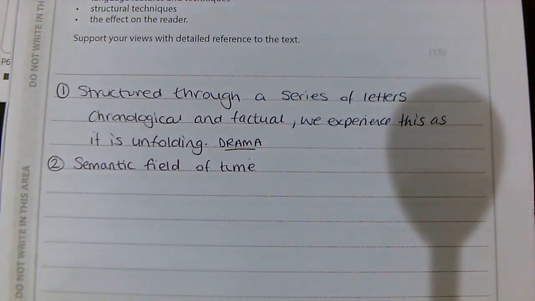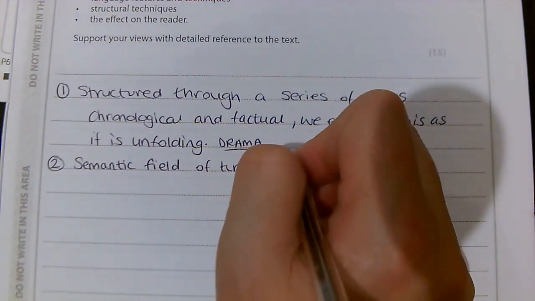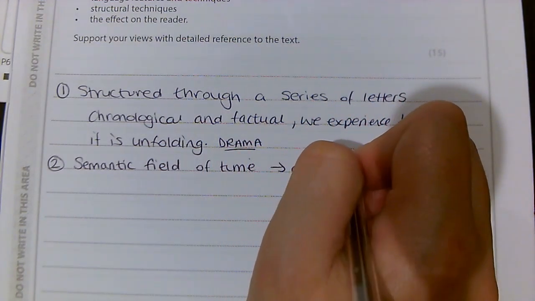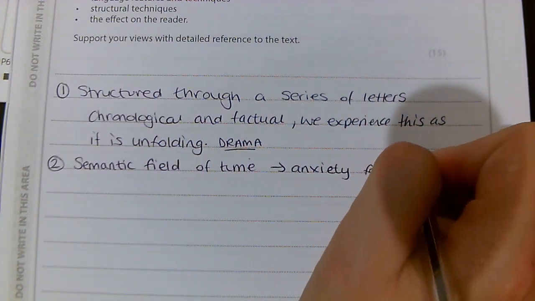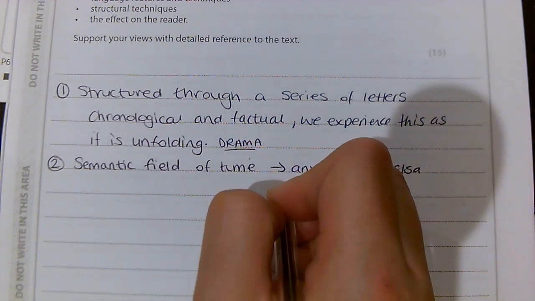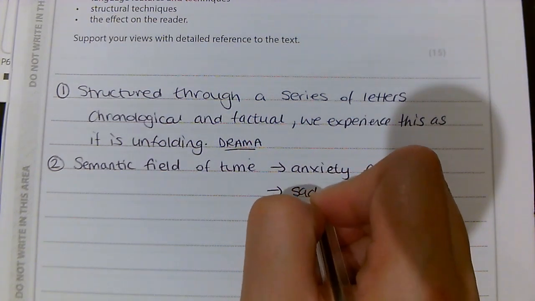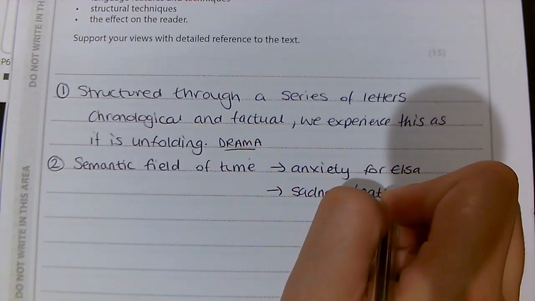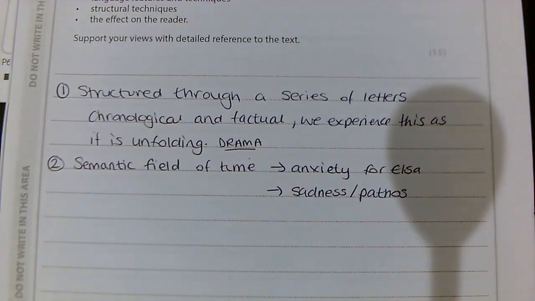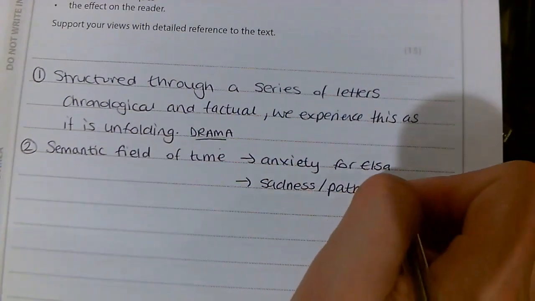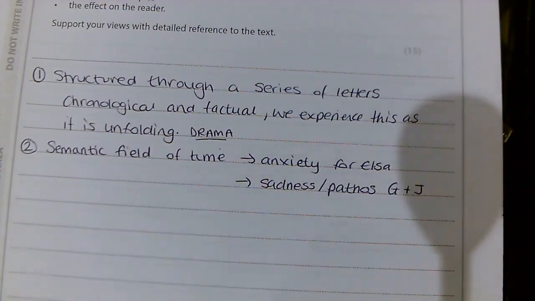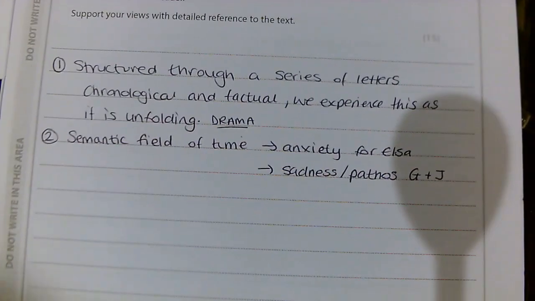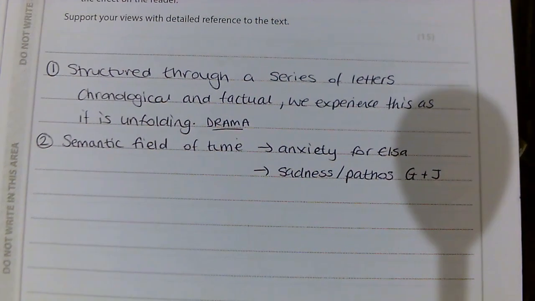Okay, and that was used to create anxiety for Elsa from the reader. And it was to create a sense of sadness, or remember that word pathos. That's where we feel pity. A sense of sadness and pathos for George and Joy. Now, because this is a plan, I'm putting G and J. Obviously, you can write the full name, but I'm trying to save a little bit of time here.